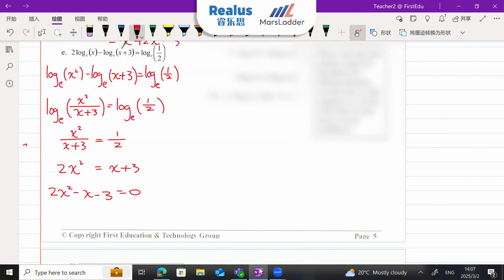You want to factorize it. 2, 1, 3, 1, like that. (2x minus 3)(x plus 1) equals 0 using the cross method, giving us, in this case, 2 solutions.